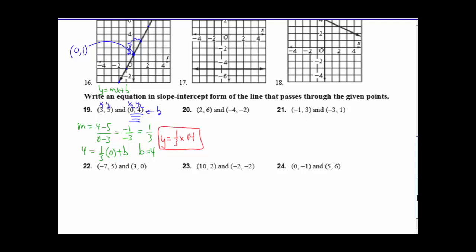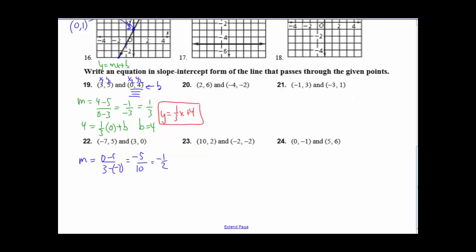Let's try 22. We're going to take m equals, start with the second point. We're going to go 0 minus 5. 3 minus a negative 7 is going to leave a negative 5 on top and a positive 10 on bottom. If we can reduce, which we can, we're going to make this negative 1/2.